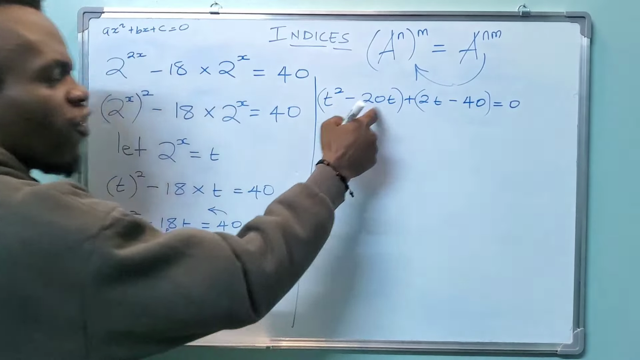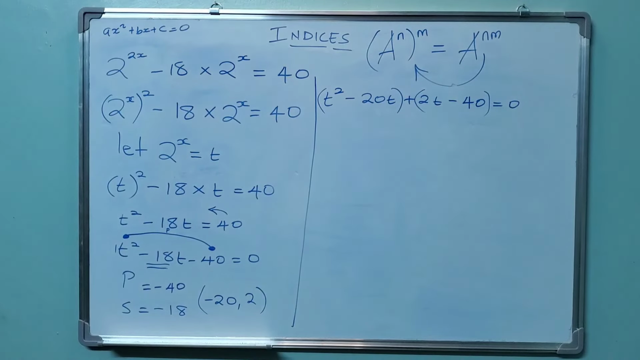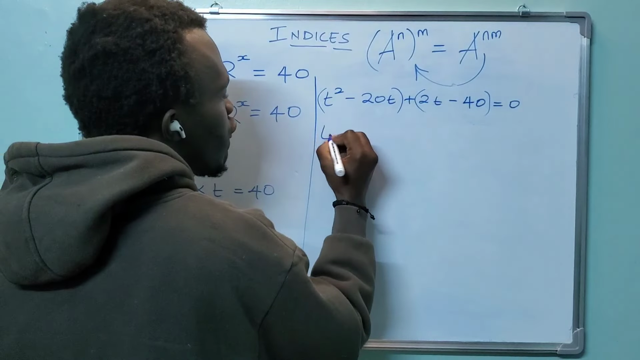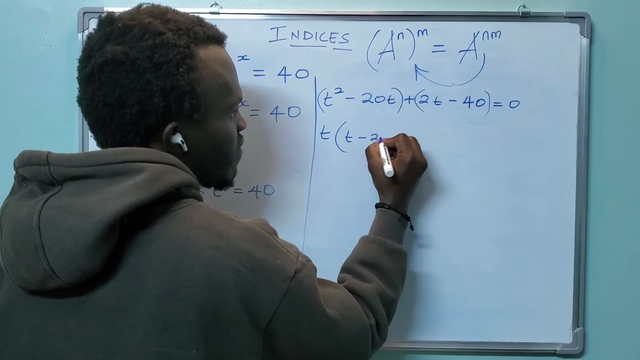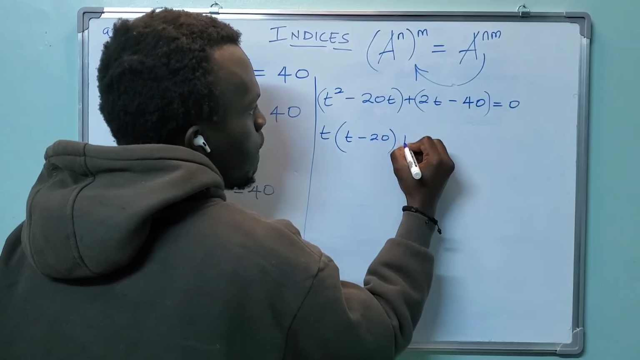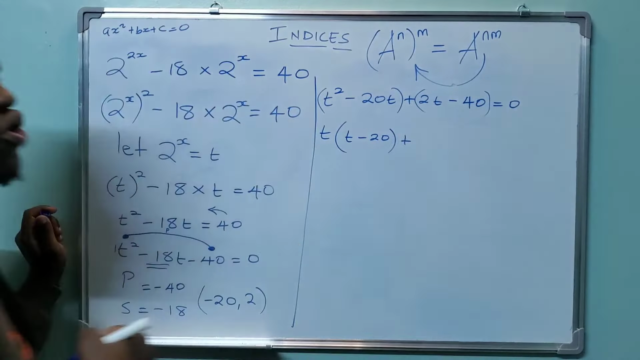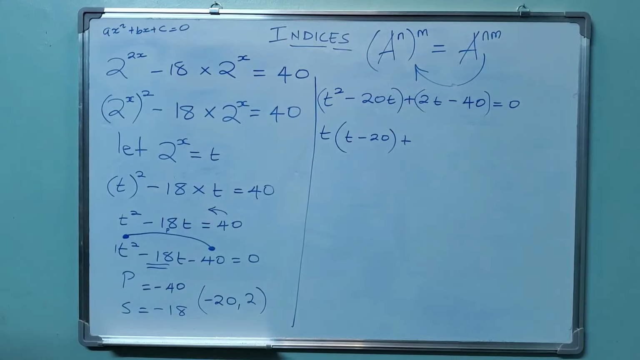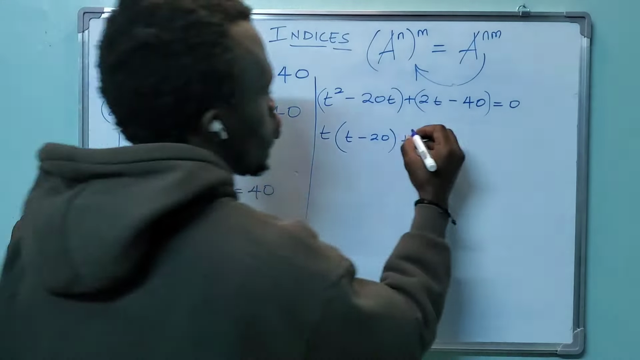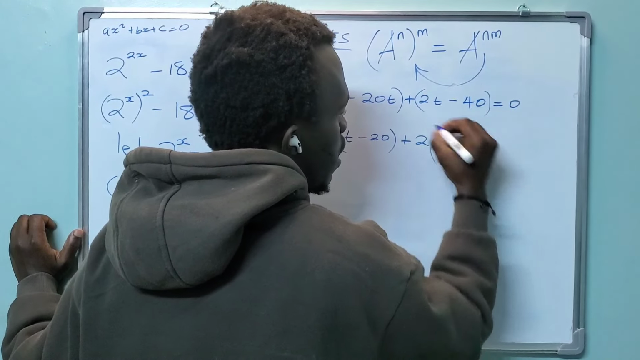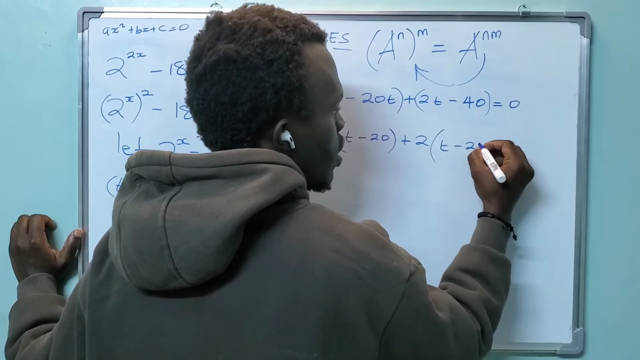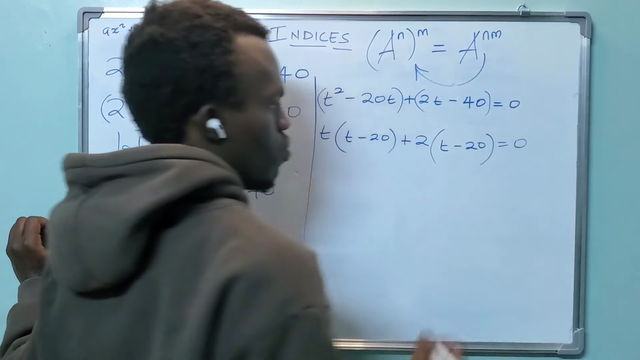I'm going to look for the common factor in the first bracket. The common factor there is going to be t. So I'm going to factor out t. t goes into t squared, that is t, minus 20. Then plus, in the second bracket also I'm going to look for the common factor. In my second bracket, the common factor is going to be 2. So 2 goes into 2t how many times? t minus 2 goes into 40, 20 equals 0.